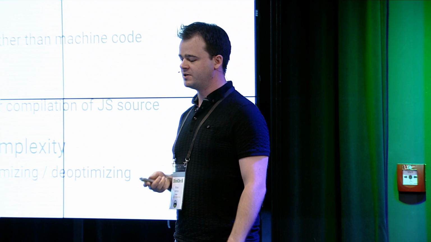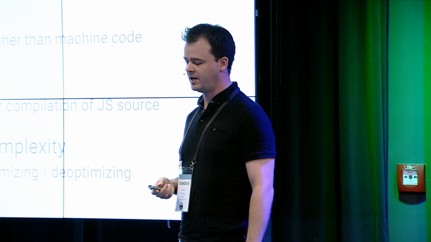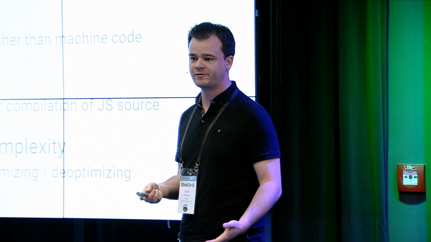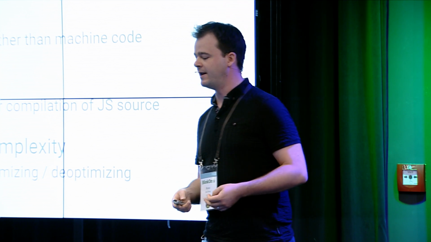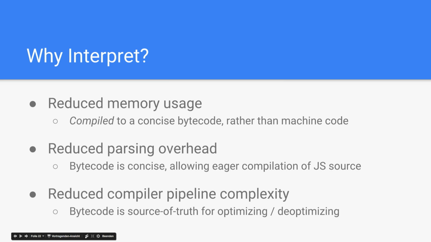And then we can reduce the compiler pipeline complexity. So the bytecode now becomes the source of truth rather than the abstract syntax tree. That's kind of a lower level. And it allows simplification of the optimization, de-optimization pipeline in V8.